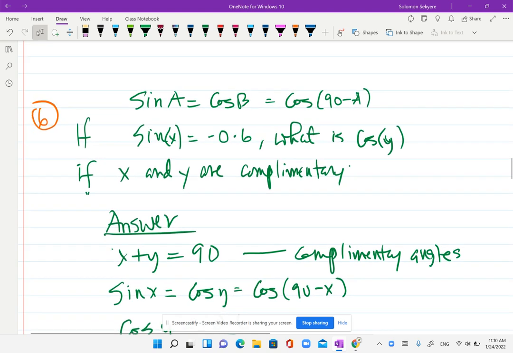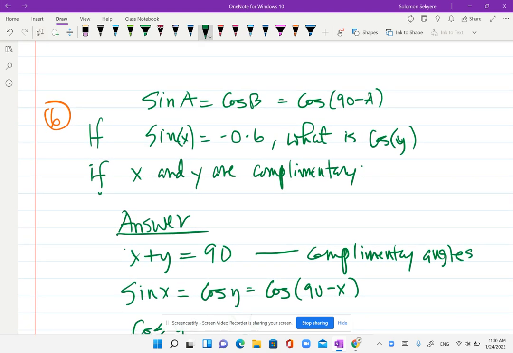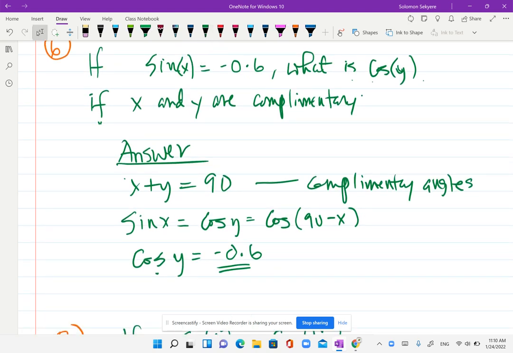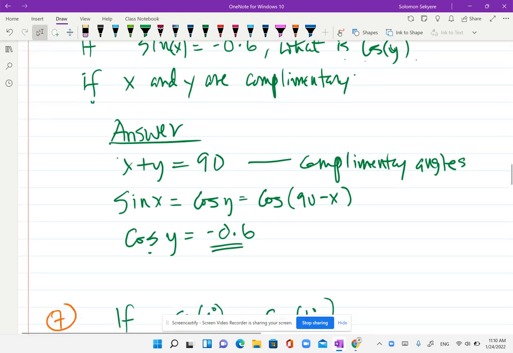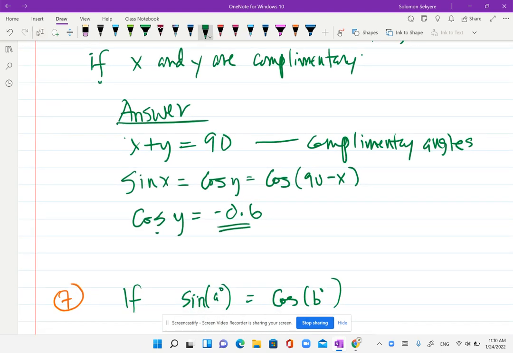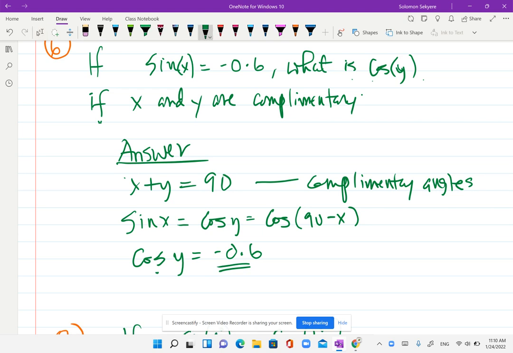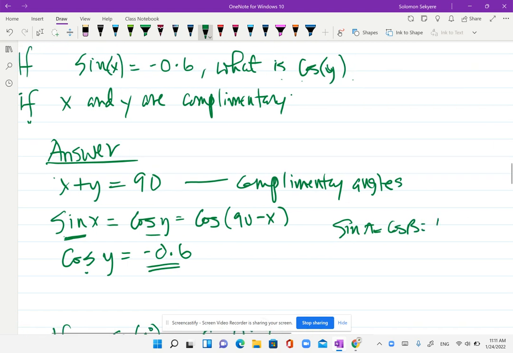Okay, here's another question. If sine x equals 0.6 degrees, what is cosine of y if x and y are complementary? Complementary means x plus y equals 90 degrees. Remember we did that sine x is cosine of y. Remember we did that sine A equals cosine of B, and B is the same as 90 minus A.